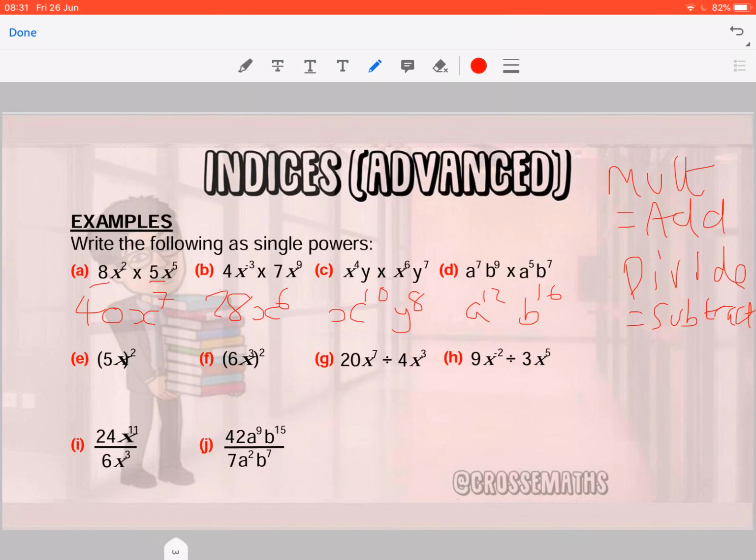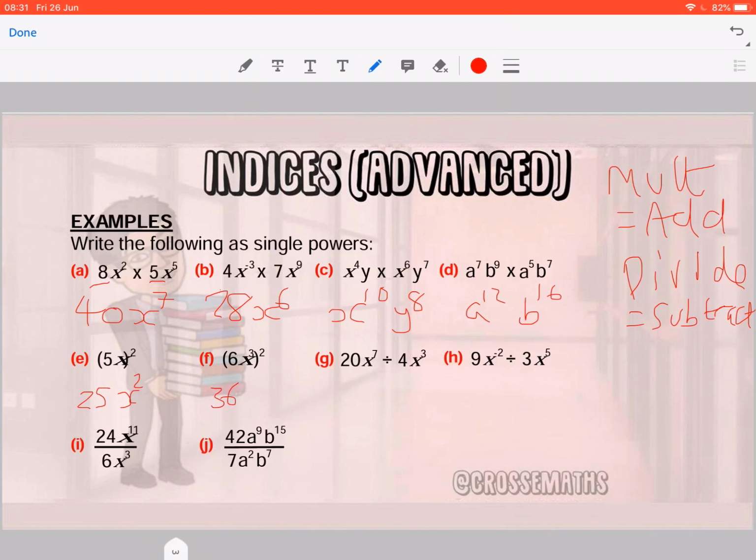Part E, 5x all to the power of 2. Remember, you've got to square everything inside the bracket. So the 5, if you're going to square that, 5 squared is 25. x squared is just going to be x squared. Easy. Next one, square that. So square the 6 gives me 36.